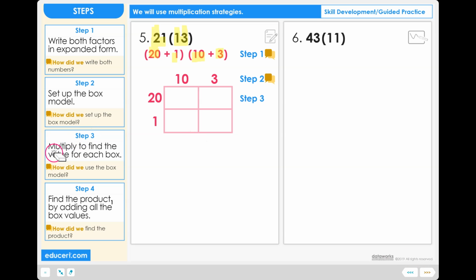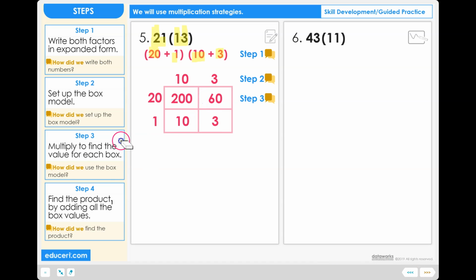Step 3. Multiply to find the value for each box. 20 times 10 will give me 20 plus an extra 0 at the back, so that would be 200. 20 times 3, I'm thinking of $20 bills. If I have 3 $20 bills, I have $60. 1 times 10 equals 10, and 1 times 3 equals 3. I have multiplied and found the value for each box inside of our box model.